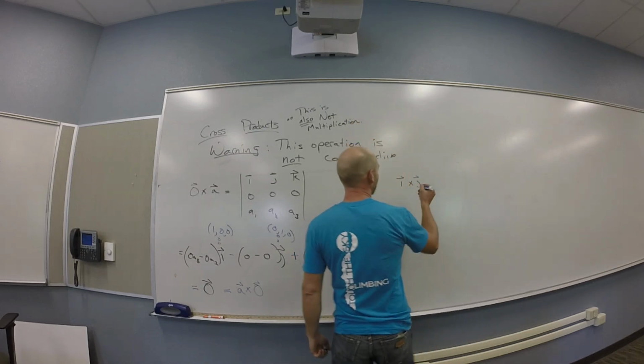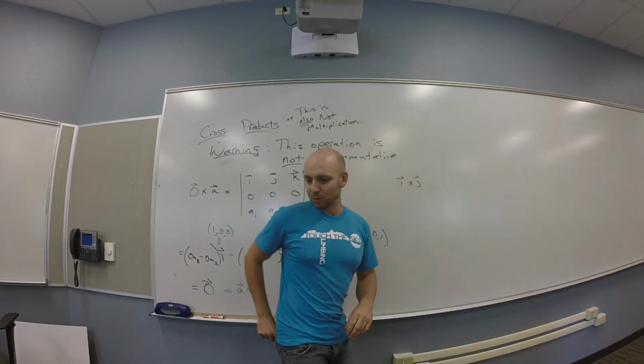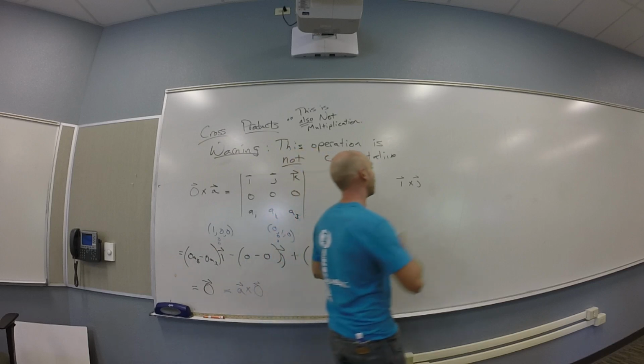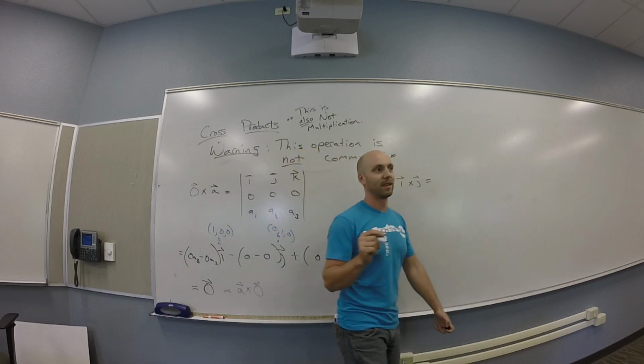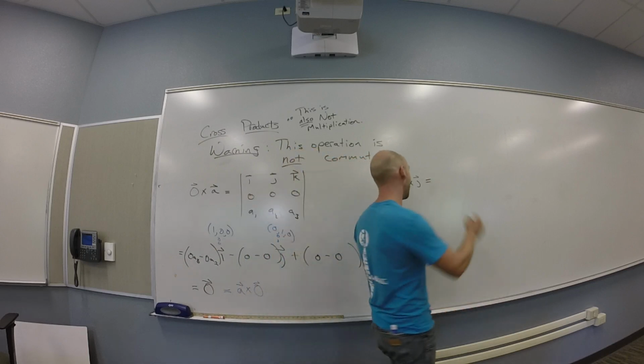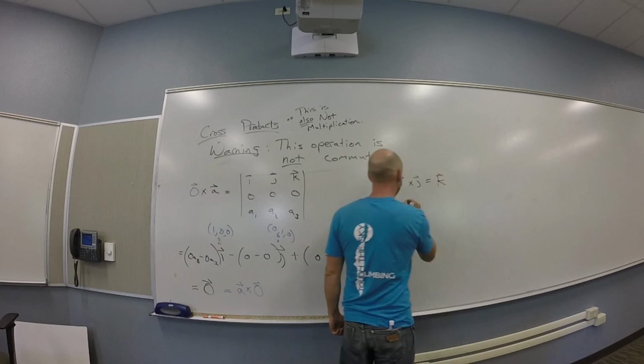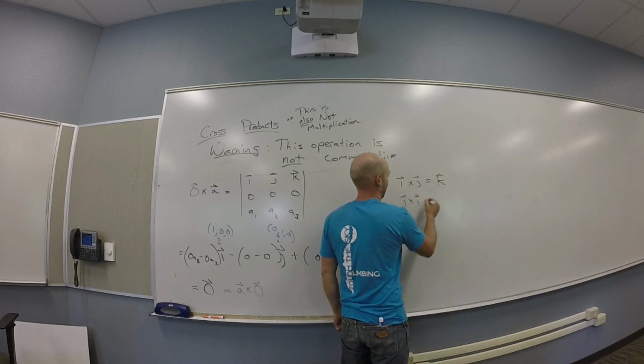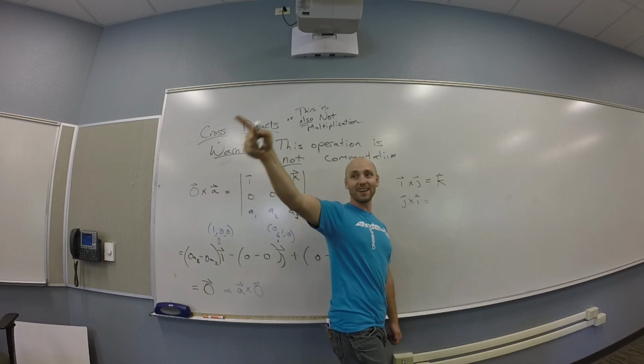Okay, so you guys were supposed to calculate things. So tell me what you got. What was I crossed with J? K. What was J crossed with I? Negative K.